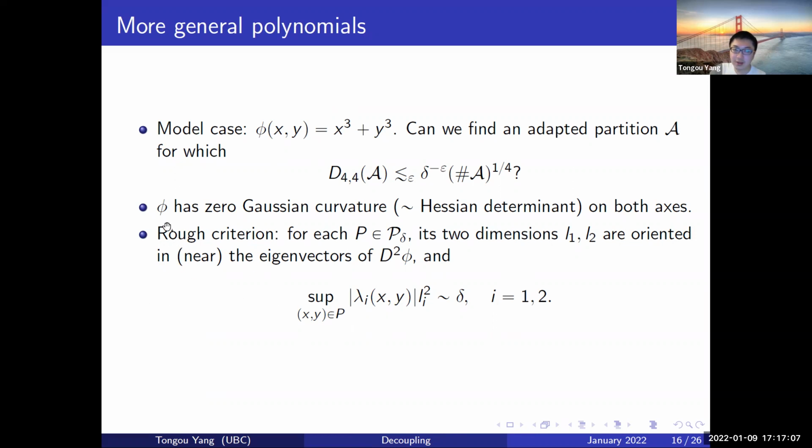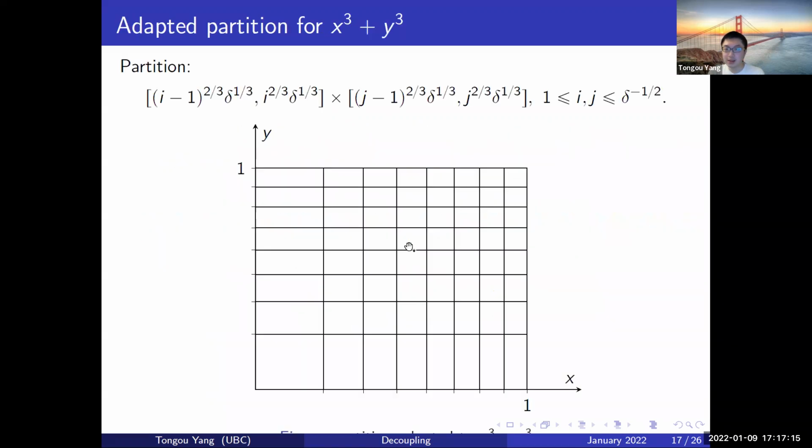So we said this is just a rough criterion because for general bivariate polynomials, it's much more complicated than this case. But as we know, in this very fundamental case, we can get roughly this picture. As x and y get to 0, the rectangles become much larger, but as x and y get to 1, it becomes roughly like delta to the power 1/2 times delta to the power 1/2.